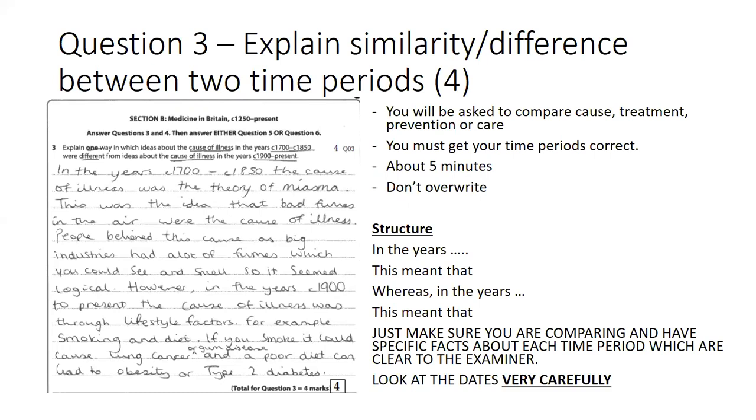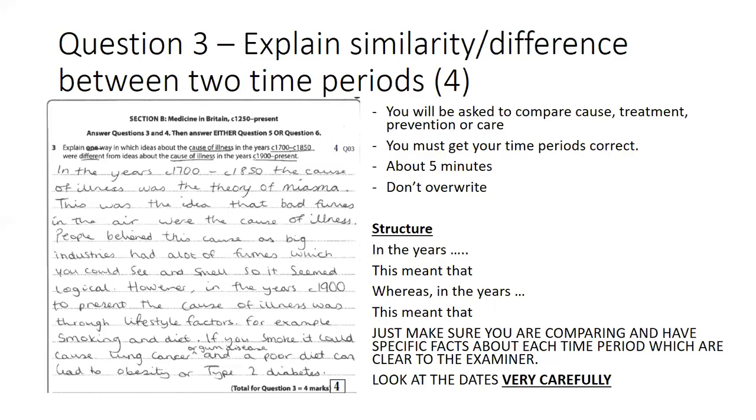The first question, explain a similarity or difference between 2 time periods. So this question, you're going to be asked to compare cause, treatment, prevention, or care. You must get your time periods right. That's one of the biggest problems. People get the wrong time periods, and it really does struggle. Spend about 5 minutes on this again. It's a 4 marker. It should be easy to get 4 out of 4, but don't overwrite. Don't spend too long. Use the lines provided.